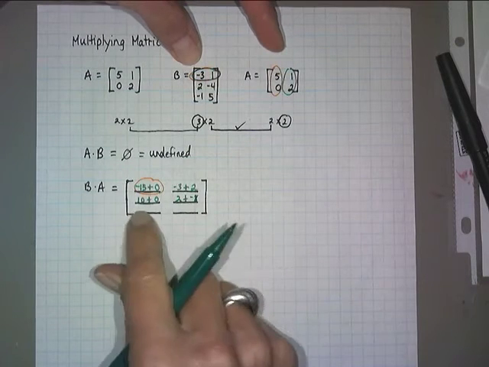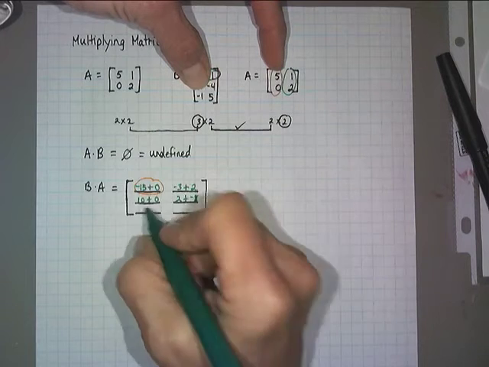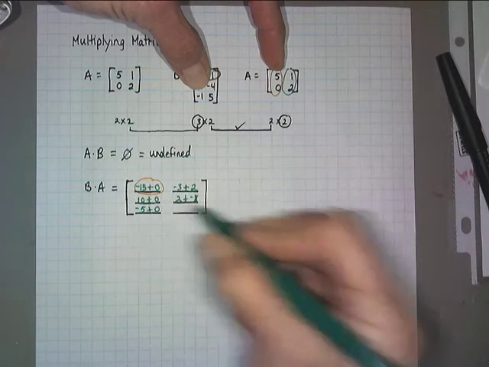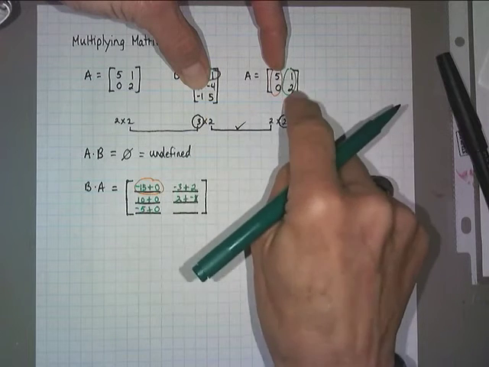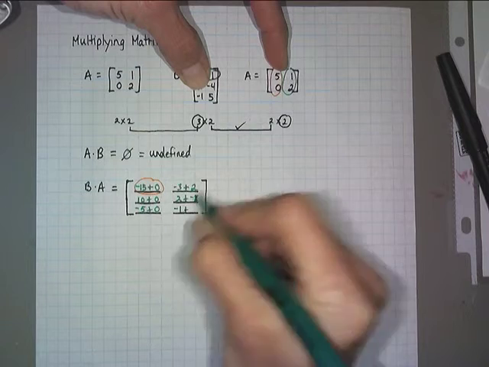And then lastly, third row, negative 1 times 5 is a negative 5. Plus 5 times 0, 0. Last one, third row, second column, negative 1 times 1, plus 5 times 2, 10.